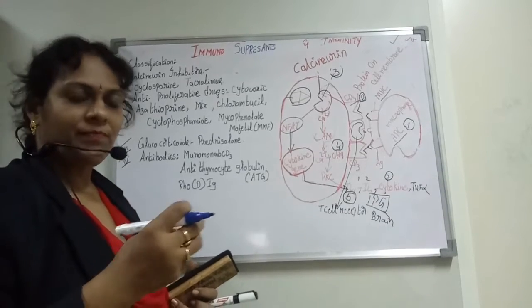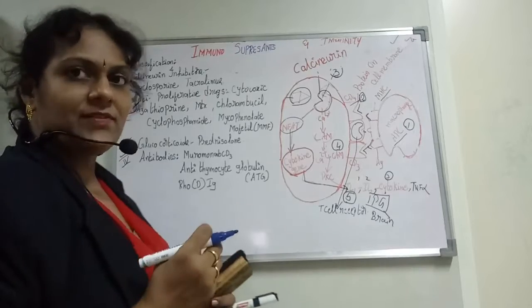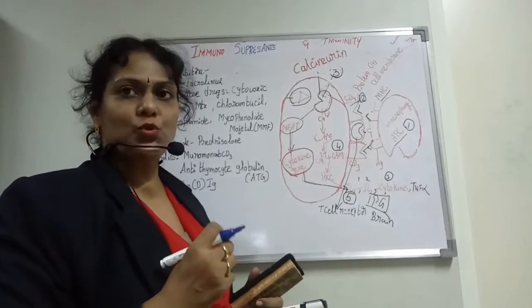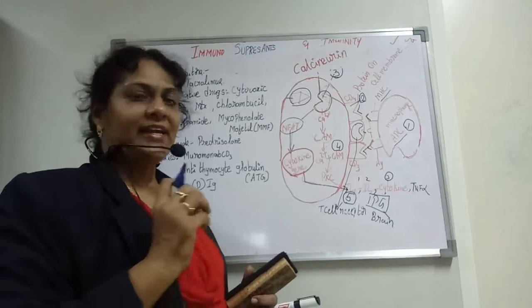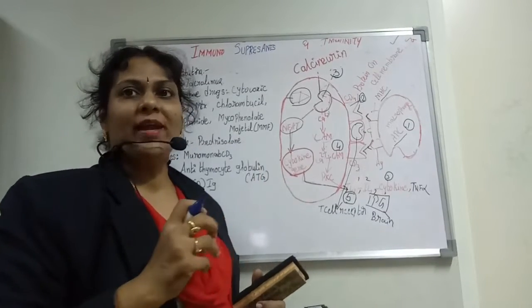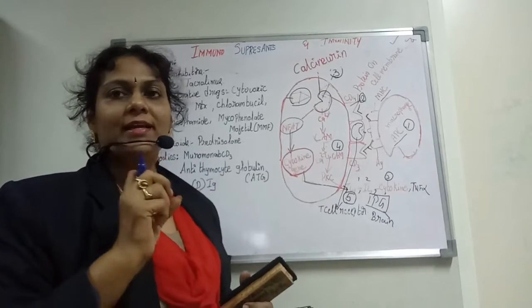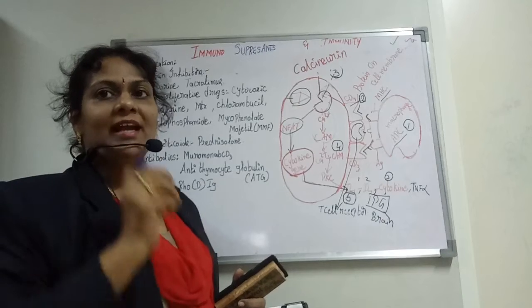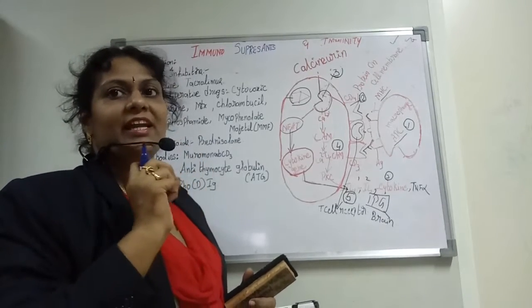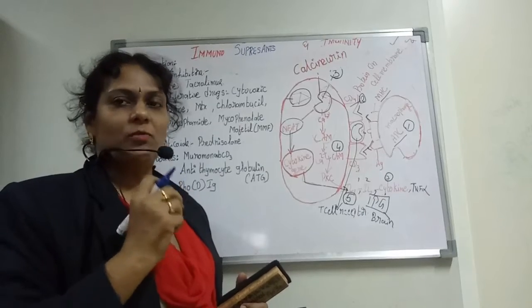I just want to give a recap of yesterday's class. Yesterday I was discussing the two cells which participate in immunosuppression, and I gave you some numbers showing where particular drugs act. I asked you all to mark such points so that the number indicates where the drug acts and what its mechanism of action is.